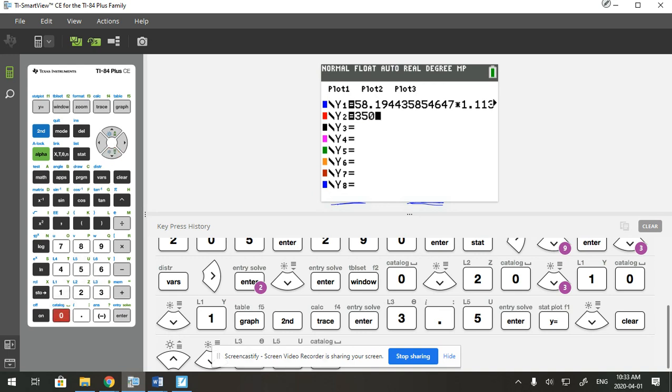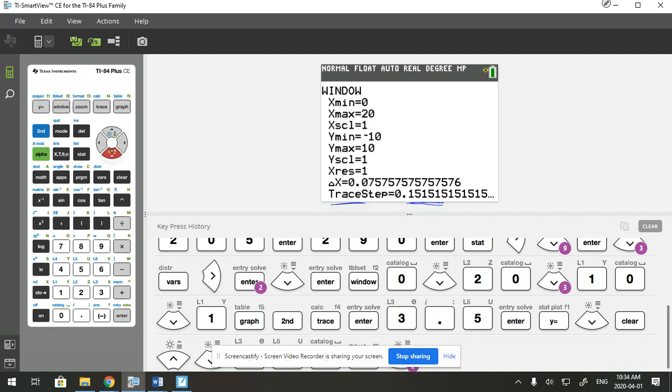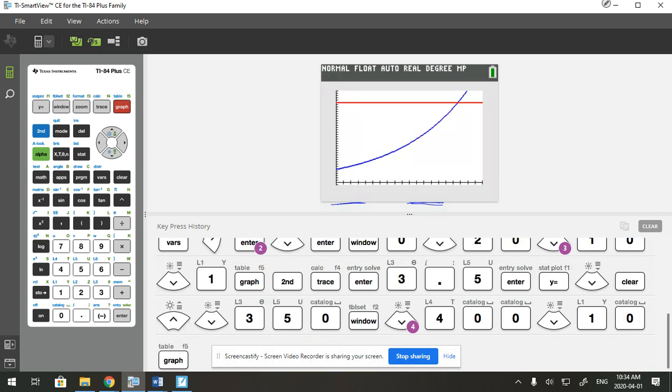Knowing that my y value is 350, I know I'm going to have to go into my window, and my y max is going to have to be at least, let's say 400, in order to see it. And I'd like to change my scale too so there's not so many ticks, but it's up to you. You're going to have to play around with it a little bit. And then we can graph that, and then we're going to find their point of intersection, and whatever the x value is there is our solution.